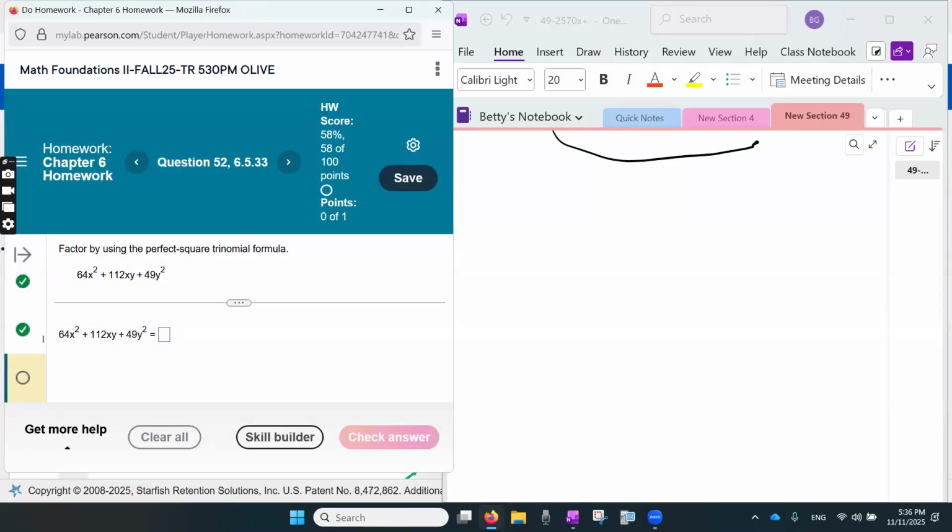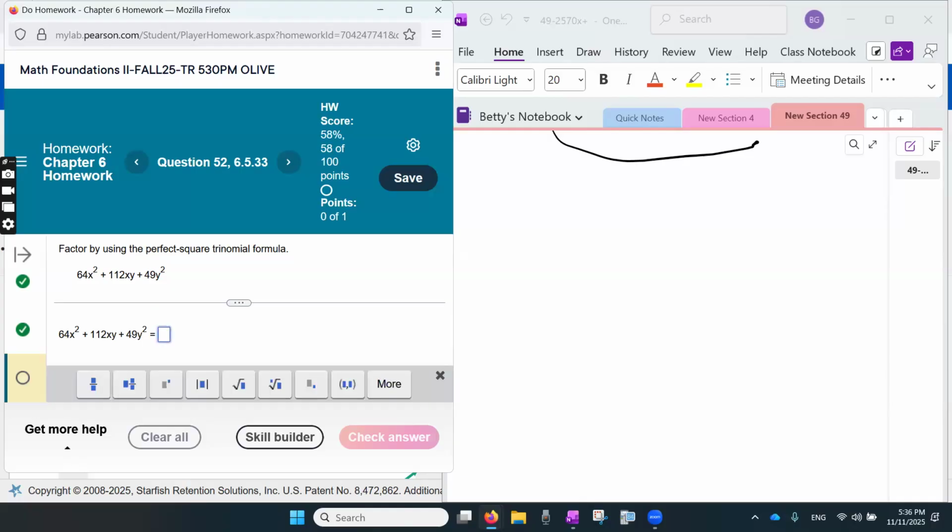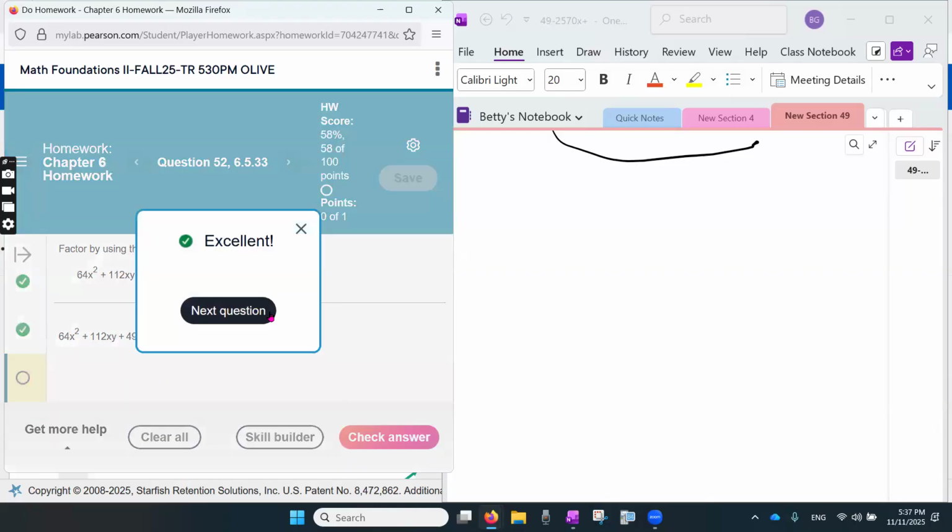52. Same thing, right? So the first base, 8x, because 64 is the square of 8. Second base, 7y, because 49 is 7 squared. Put the parentheses, raise it to the power of 2. Inside the parentheses, we have the addition of two bases, 8x plus 7y, because the middle term, 112xy, is positive. So inside the parentheses, we have an addition. Next.